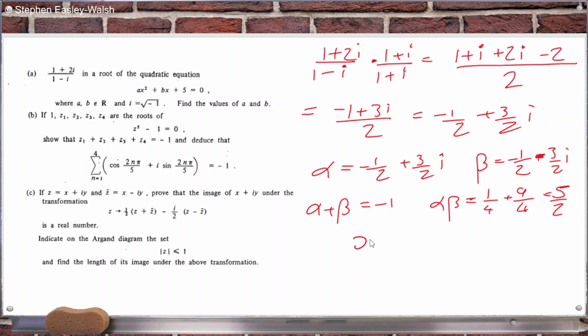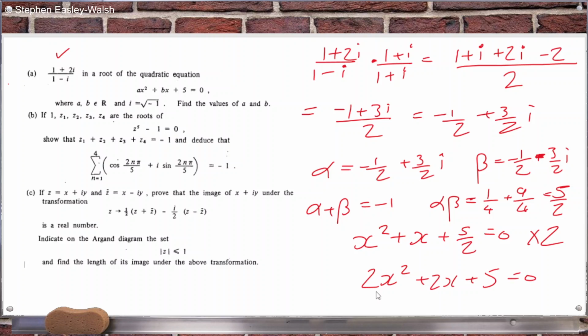So the following quadratic equation, x squared minus the sum times x plus the product, 5 over 2, will have the required roots. We know one of the roots, and we know the second root is the conjugate. However, it doesn't quite match the form of the question. But the roots do not change for the equation if we simply multiply the equation by 2. So the equation 2x squared plus 2x plus 5 equals 0 will have the desired roots.